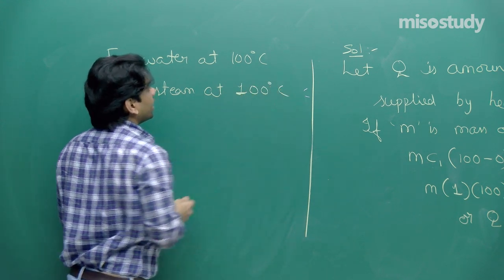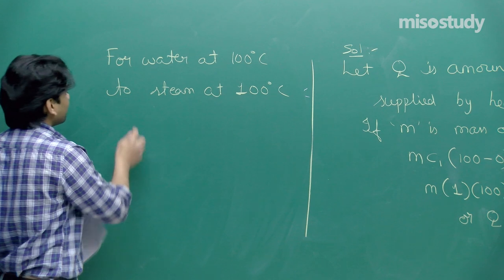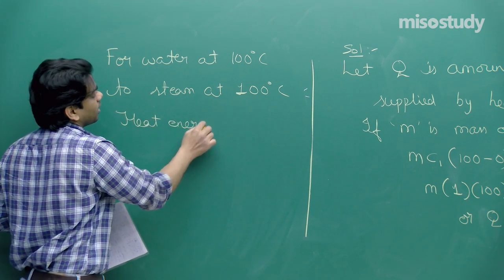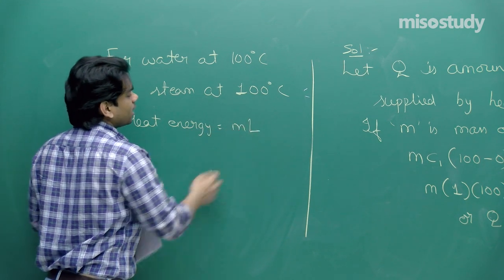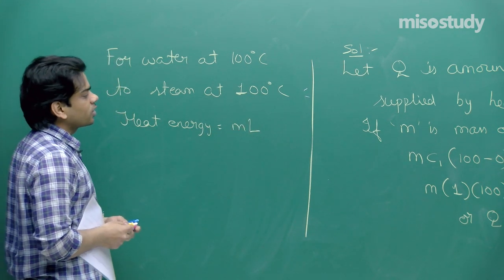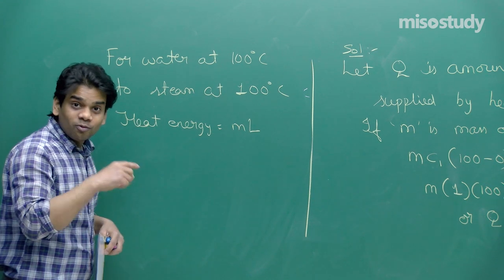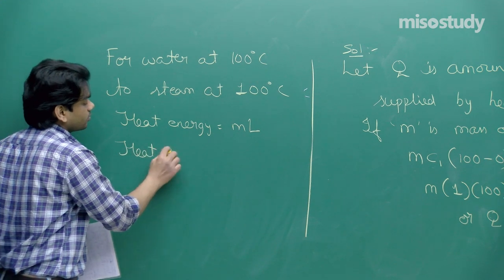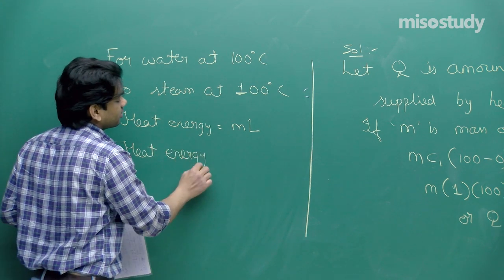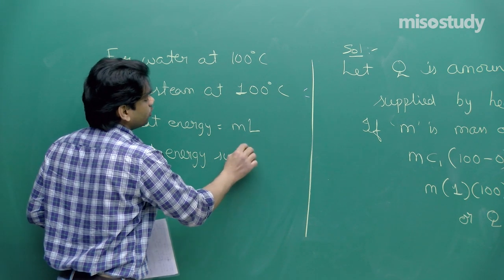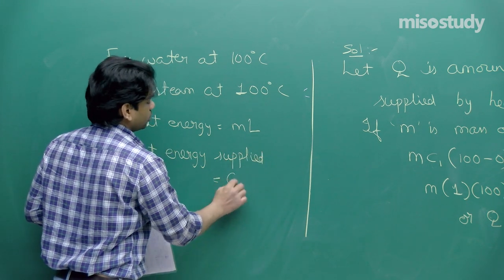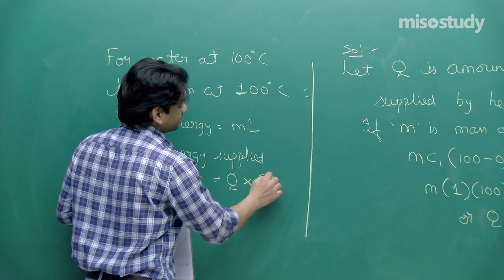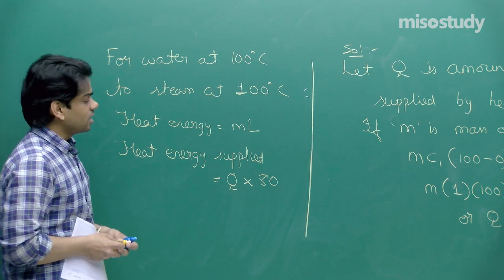We know the heat energy that will be required will be given as heat energy required equal to M into L. We all know that. Now L is the thing that we are looking for, and this is done in 1 hour 20 minutes. So heat energy supplied will be equal to Q, the amount of heat energy supplied per minute, multiplied with 80, and the value of Q is 100 M by 15.